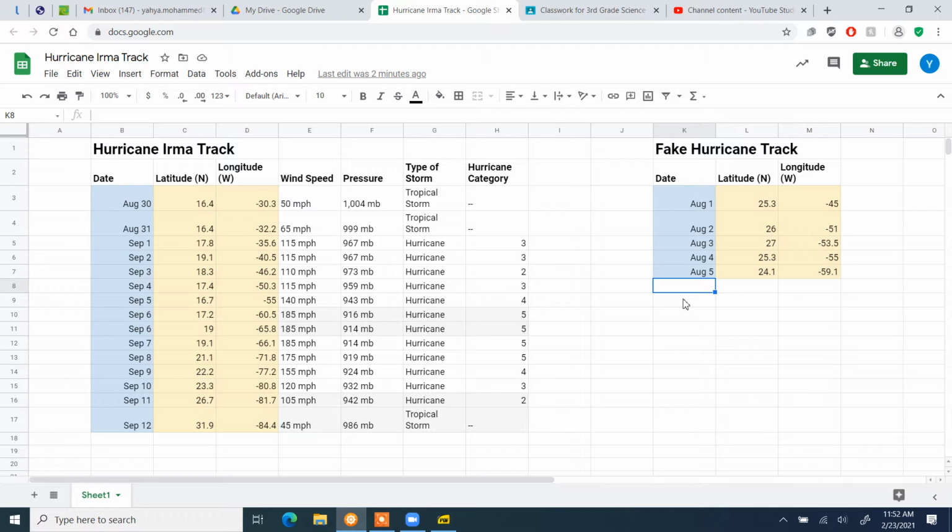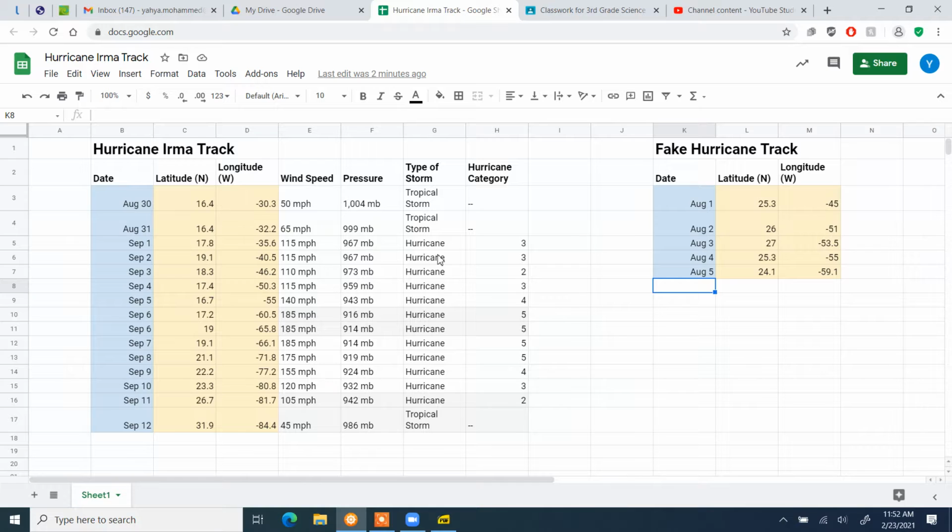So today our assignment is going to be about tracking a hurricane. We're going to track Hurricane Irma. Maybe some of you remember, about three and a half years ago, Hurricane Irma came through, and the school was closed for a few days and that kind of thing. This over here on the left is all the information that you're going to use for Hurricane Irma.